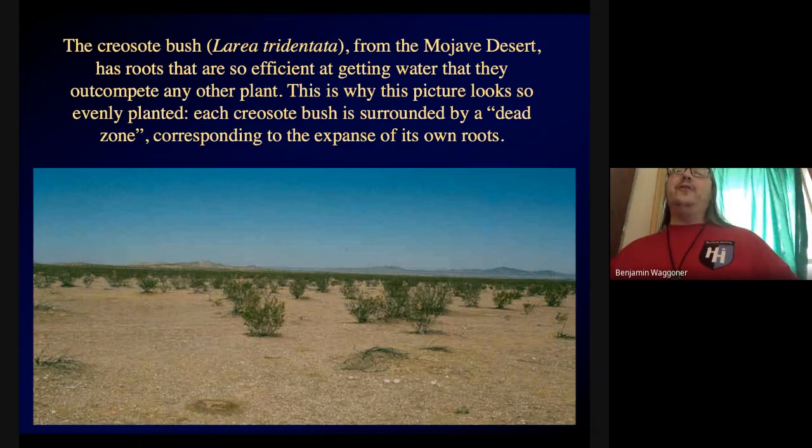No other plant is going to survive very long if you plant it next to a creosote bush, because creosote bushes are just so good at getting water. And because of this, every creosote bush is surrounded by a dead zone that corresponds to the expanse of its own roots. And that's why they're spaced apart from each other and spaced very regularly. It's because of competition between creosote bushes for available water. And there's not very much of that because this is the desert.